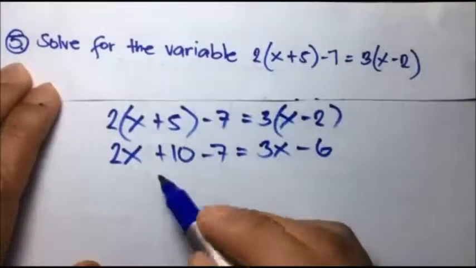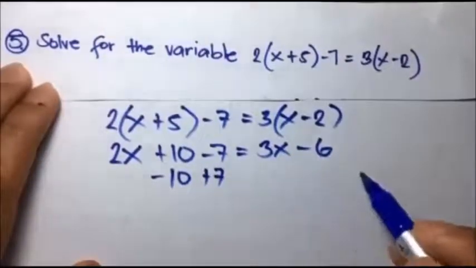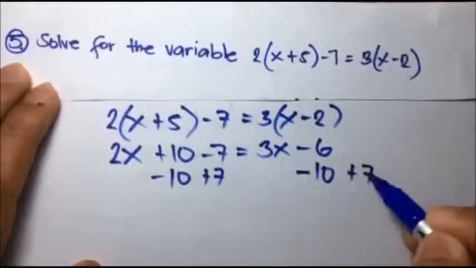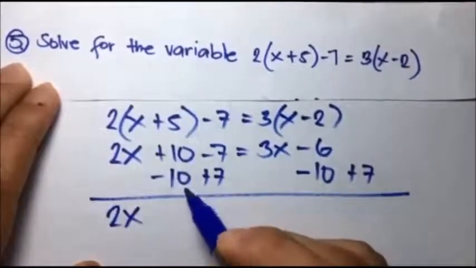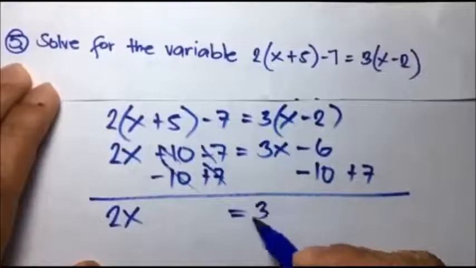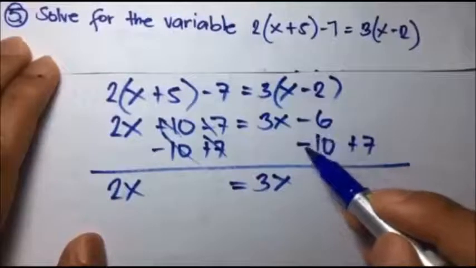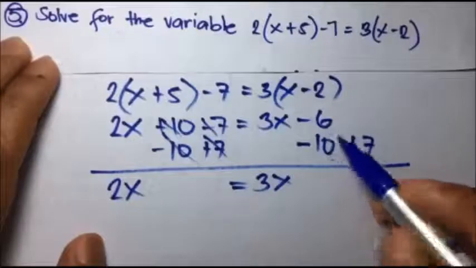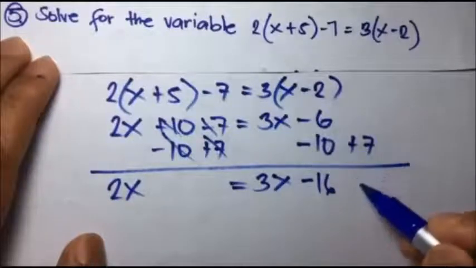We need to subtract 10 and add 7 on both sides. Negative 10 and positive 7. Bring down 2x, and then cancel. Bring down 3x. Negative and negative, we are going to add: 6 plus 10 is 16. The sign of the 10 is negative, and then positive 7.